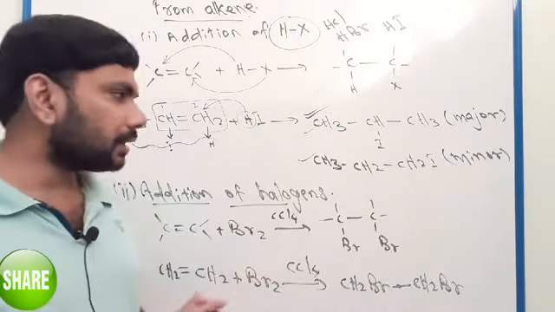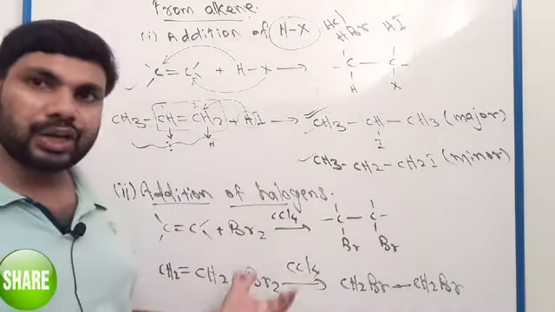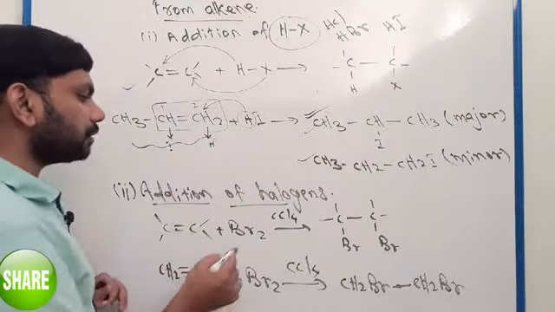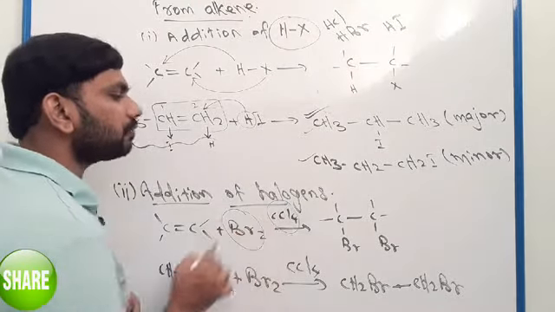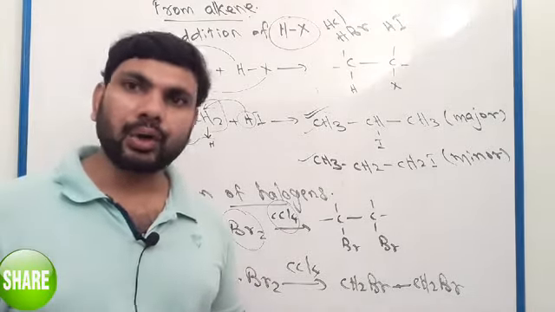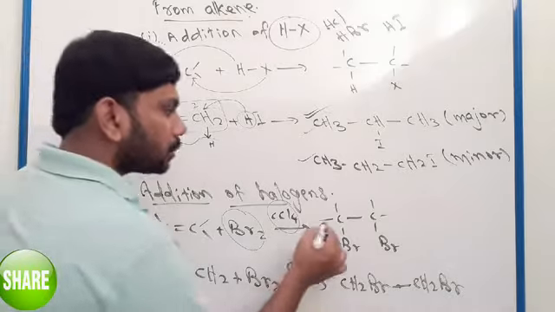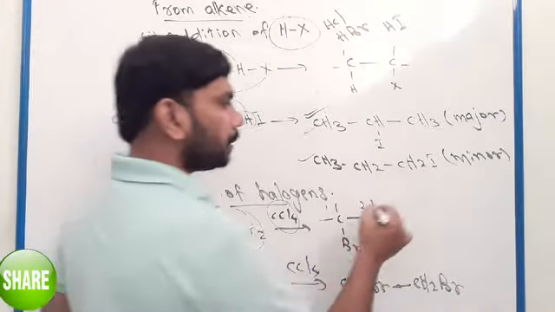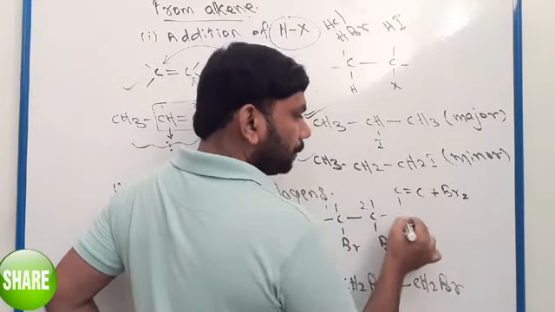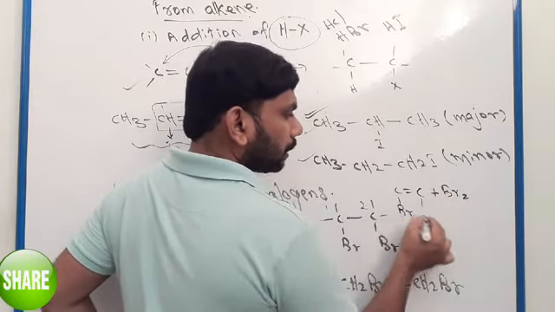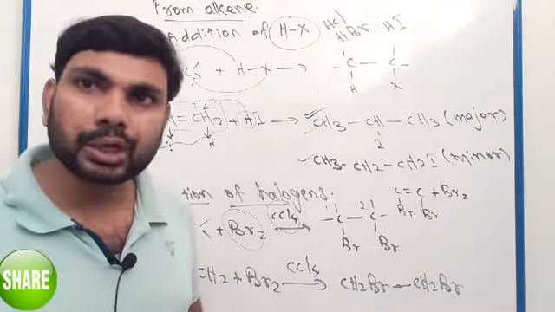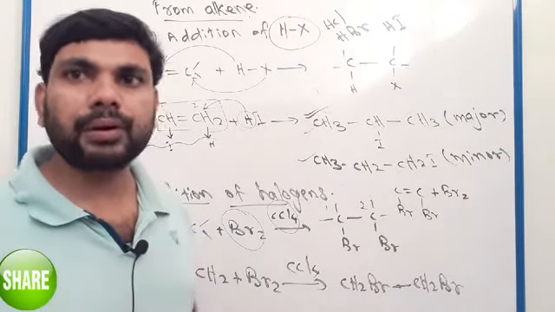Clear? Second method: alkene reacted with halogen, Br2, in presence of CCl4. We will get a haloalkane; here a 1,2 product will be formed. Here is the carbon-carbon double bond. Of course, Br2 means one bromine goes here and another bromine goes to the adjacent carbon atom. So a 1,2-dibromo product will be formed.